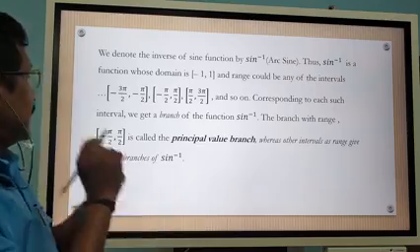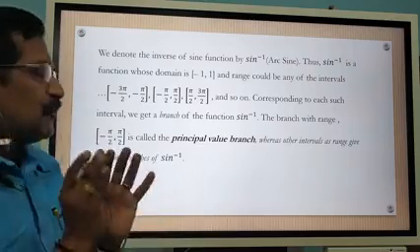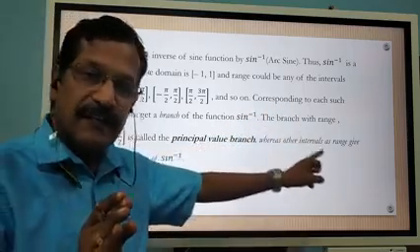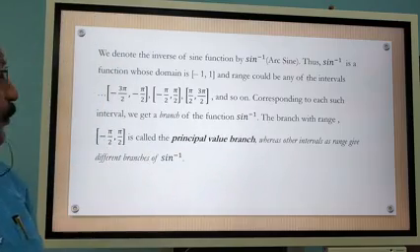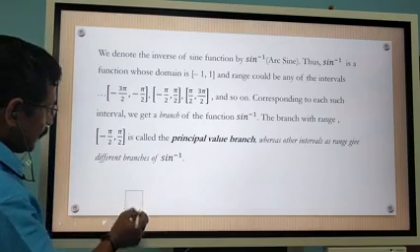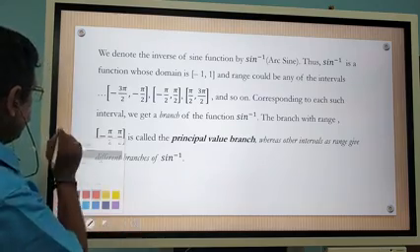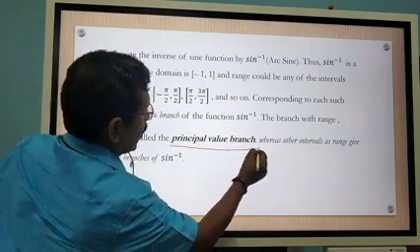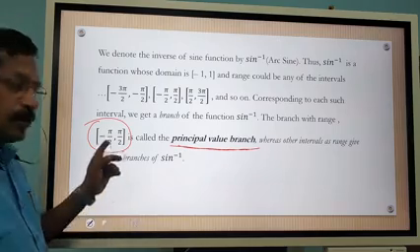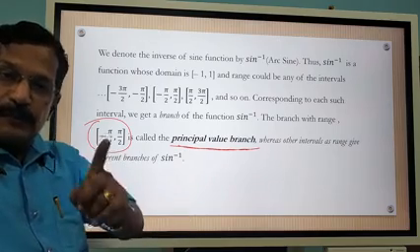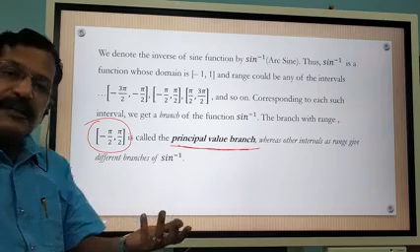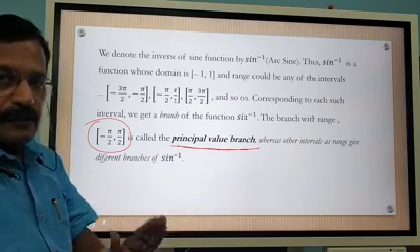Corresponding to each such interval, we get a branch of the function sine inverse. The branch with the range minus pi by 2 to pi by 2 is called the principal value branch. In this closed interval minus pi by 2 to pi by 2, that branch is called the principal value branch, whereas the other intervals as range give different branches of sine inverse. Is it clear?